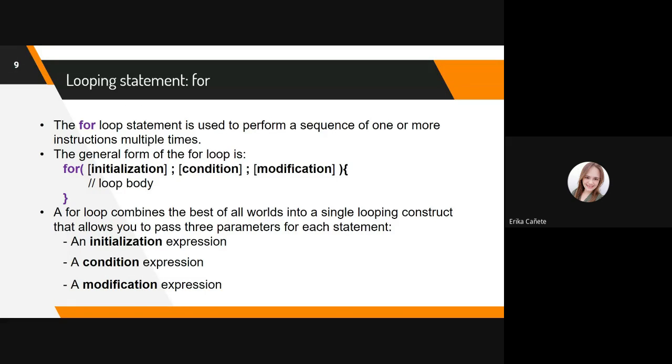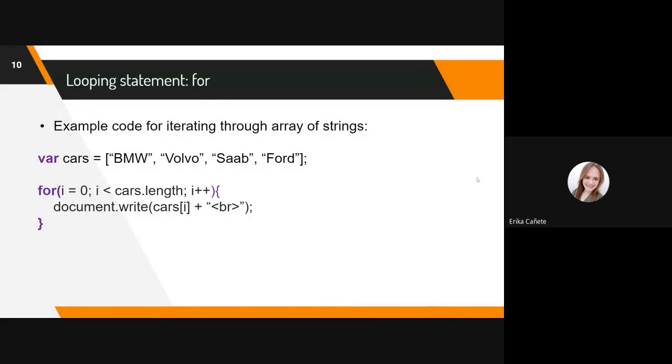The for loop combines the best of all worlds into a single looping construct that allows you to pass three parameters for each statement. We have the initialization expression, a conditional expression, and the modification expression. Again, the initialization, the condition, and the modification expression are all separated by semicolons.